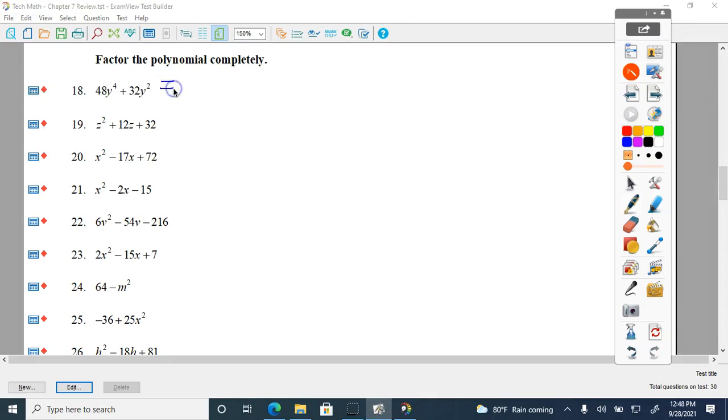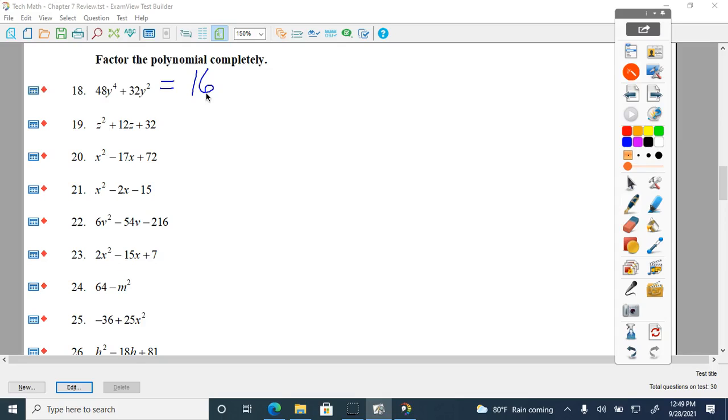Every time, though, what are we looking for first? Greatest common factor first, every time. So 48 and 32, what's the greatest common factor? 8. Is that right? Will 16 go into 48? 3 times. So we need to go a little more. 16. I want y'all to understand, 8 is a factor. It's just not the greatest factor. Everybody follow me? So 16, what about y to the 4th and y squared?